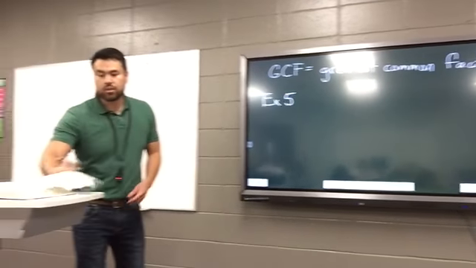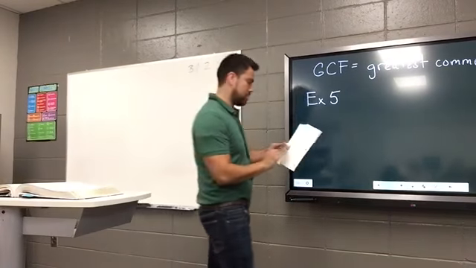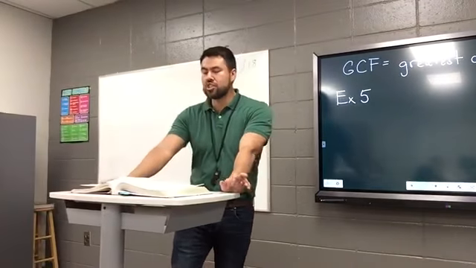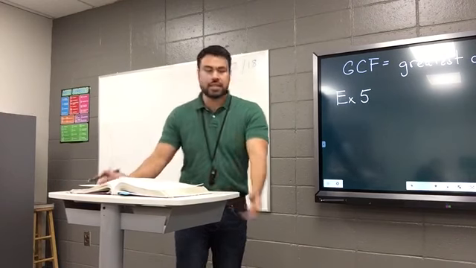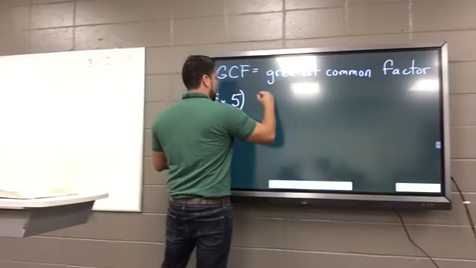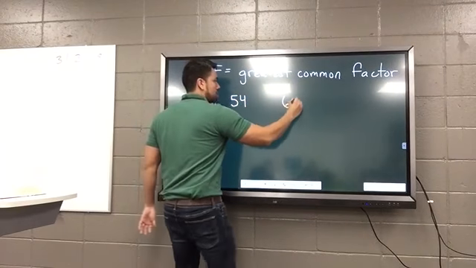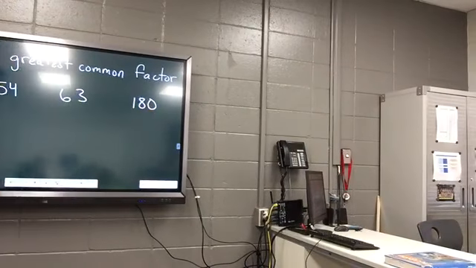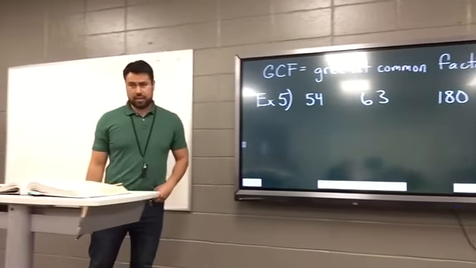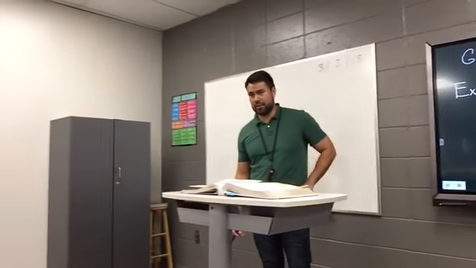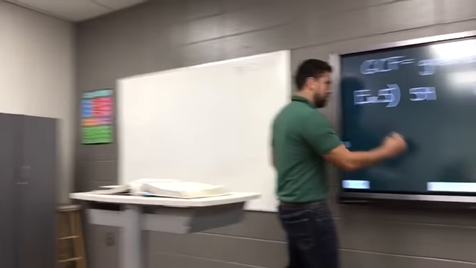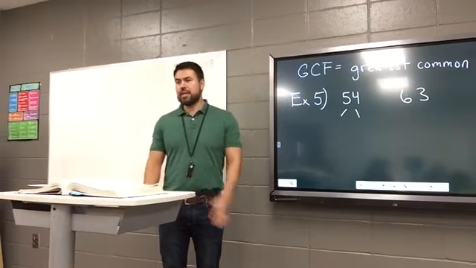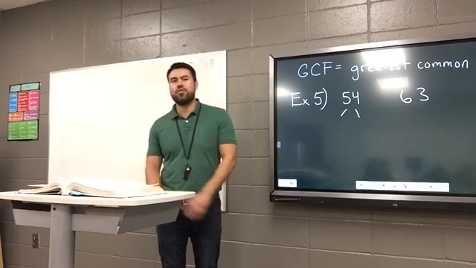Once we get this down, we should be able to work out the lesson. What are the 3 numbers they want me to find the GCF of? Lucy, give me the numbers. 180. Okay, 180. So what you're going to do is break these into the prime factors, into the product of prime factors. I'll give you a little bit of time to do that.